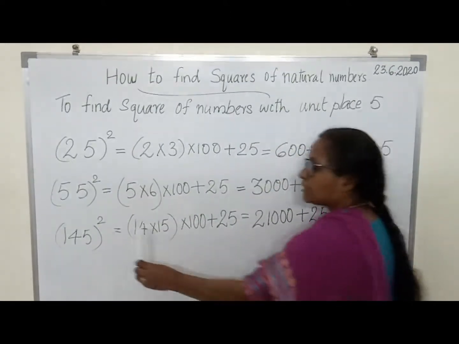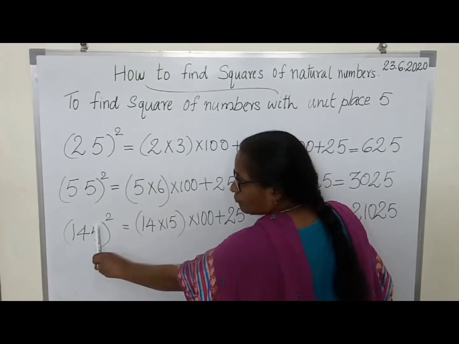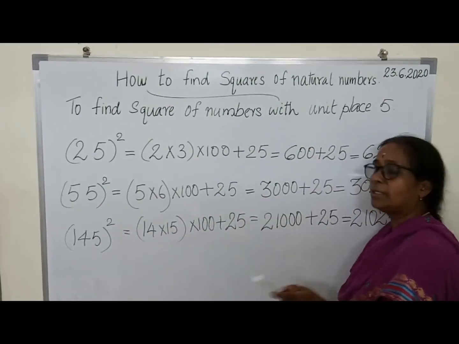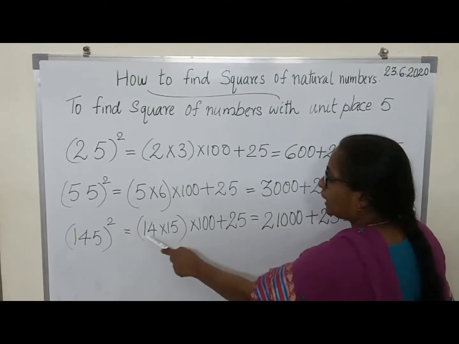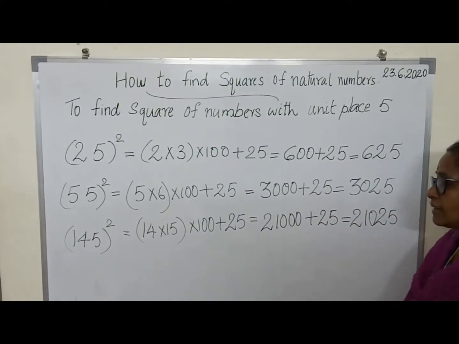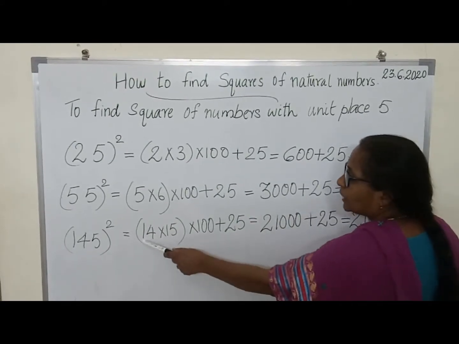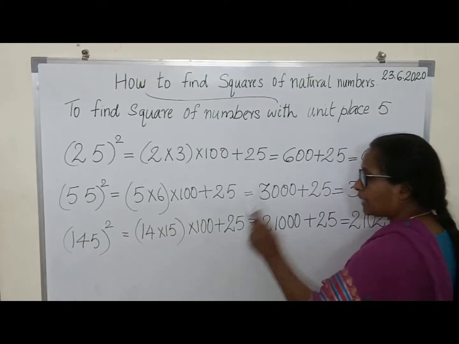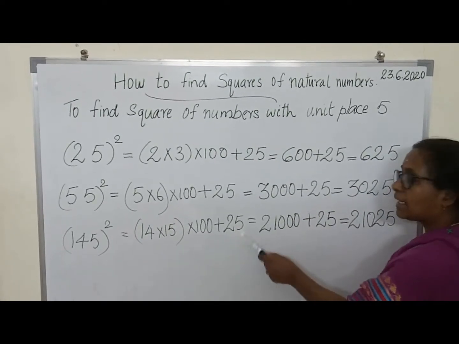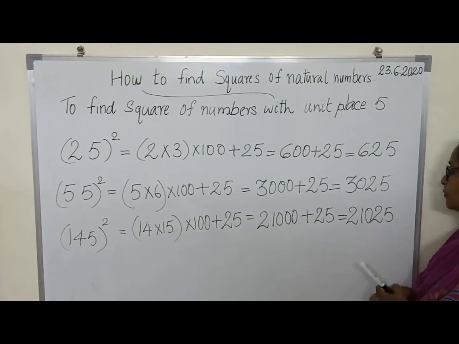You see, keep this number away. That is, what do you get? 14. So 14 and 1 more than 14, 15. So 14 multiplied by 15, we get 210. And that product to multiply by 100. So 14 multiplied by 15 multiplied by 100, you get 21,000 and then add 25 to it, you get 21,025.